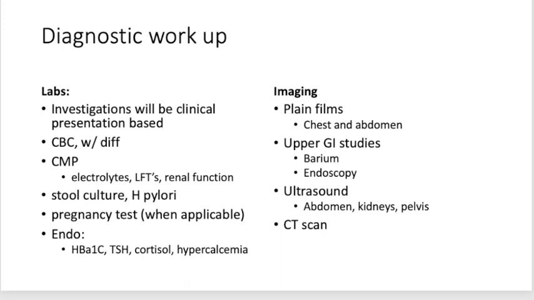Imaging in this situation would include plain films, chest and abdomen, as we are looking for any type of obstruction, free air, or perforation. Upper GI studies would include a barium study or endoscopy. Ultrasound of the abdomen, kidneys, and pelvis, and CT scan of the abdomen and pelvis may be included as well.